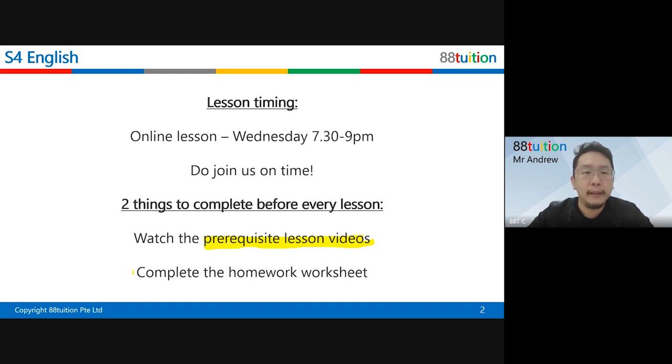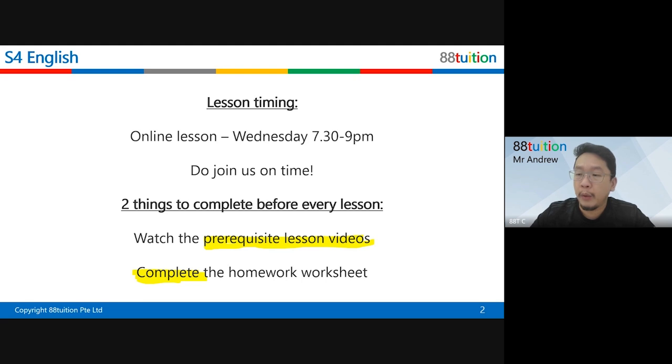This is important. Please complete the homework worksheet, because that allows me to not only share with you my suggested answers, but also pick up on some good answers that you guys have shared, or pick up on certain mistakes that need to be addressed, and then we can have a good discussion and learn together, as I mentioned at the start.